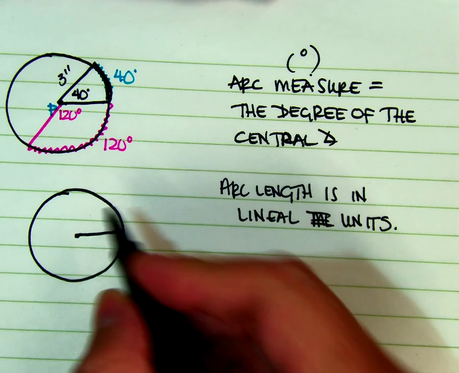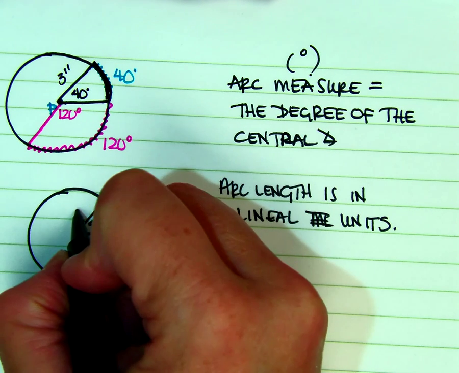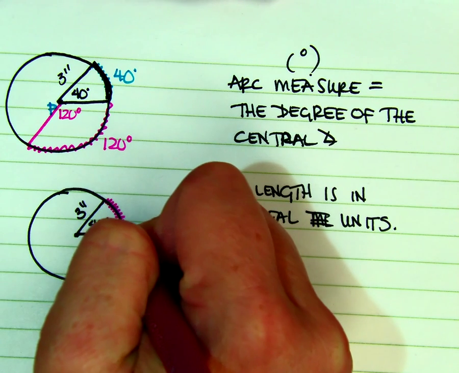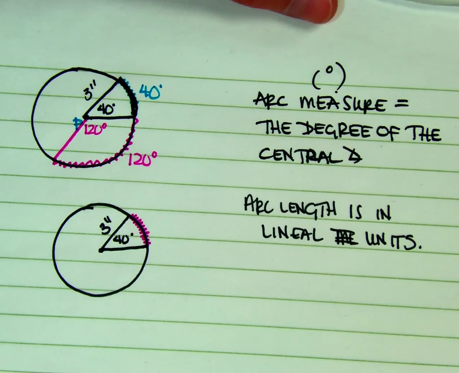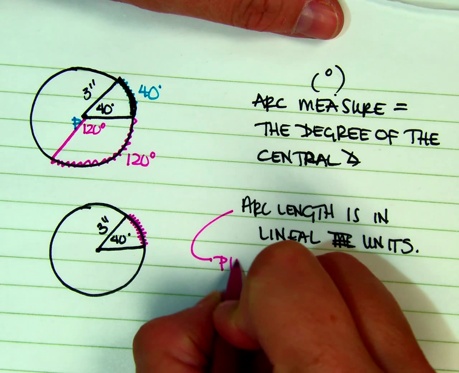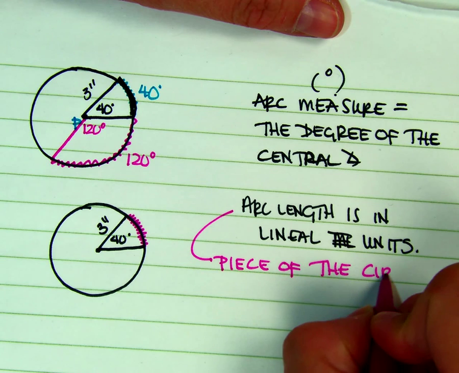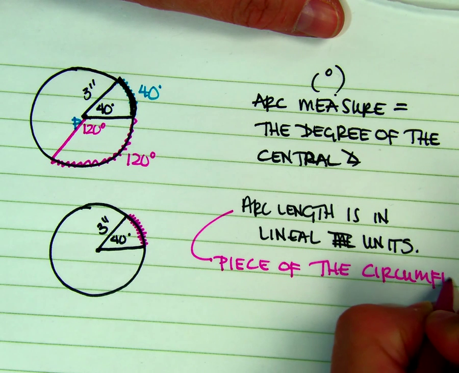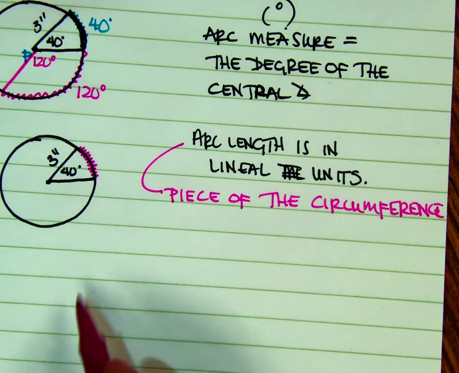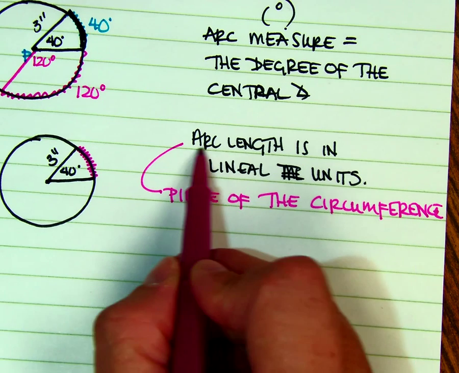okay, so I'm going to clean this up a little bit. So if this is 40 degrees, and this is the 3 inches, if I want to find out how long this is, right from here to here, think of this as I'm finding a piece of the circumference. So arc length is a piece of the circumference. Okay, so if I know the whole circumference and I just want a piece of it, then I'm going to use a formula for arc length.